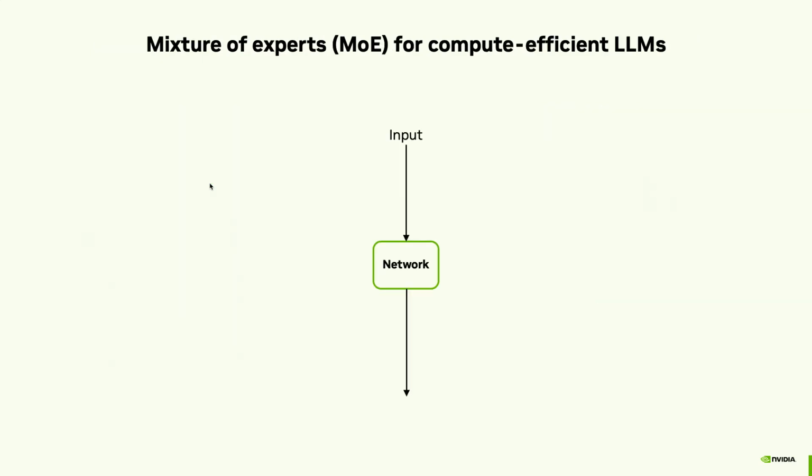To begin, we'll describe how CUTLASS's group gem optimizes mixture of experts models. For a little bit of background, the goal of a mixture of experts model is to be able to efficiently scale the parameter count of a model without a correspondingly large increase in compute cost.